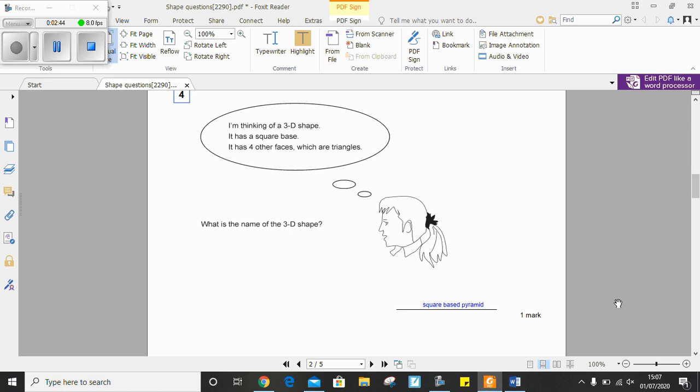I'm thinking of a 3D shape. It has a square base. It has 4 other faces which are triangles. So it's got a square base and then 4 other sides that are triangles. Straight away in my head, I'm trying to picture that square base at the bottom. If the rest must be triangles, that must mean a point in the middle. That must mean it's a square-based pyramid.